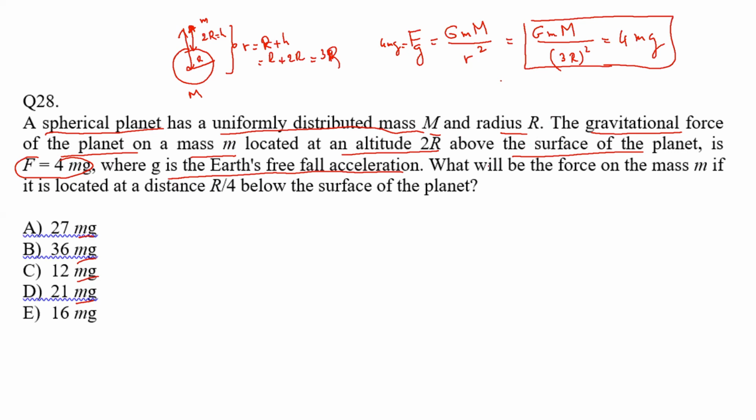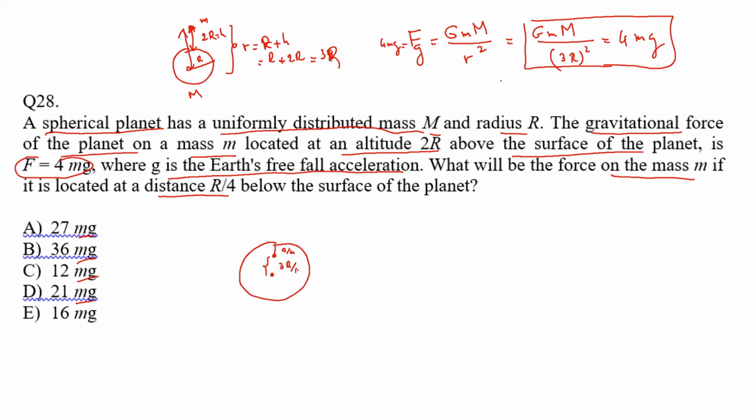Now, next, what will be the force on the mass m if it's located at a distance r divided by 4 below the surface? Here you have to use the shell theorem. This is my planet. Now the object of mass m is here, and this is r divided by 4. So the center of the planet is here. So this distance here is what?